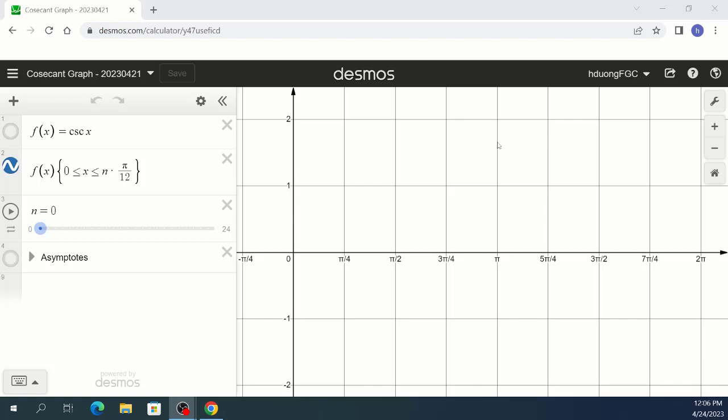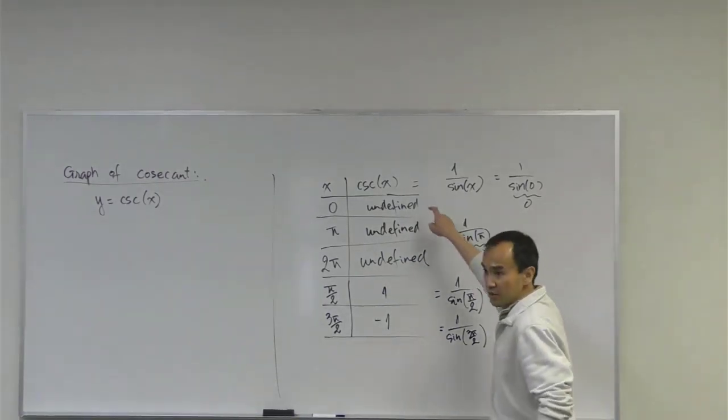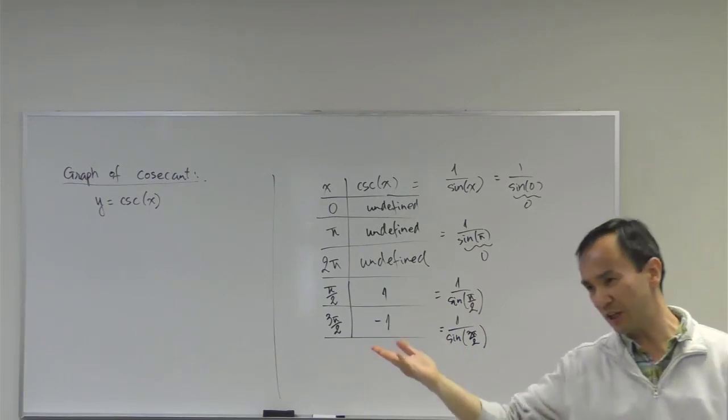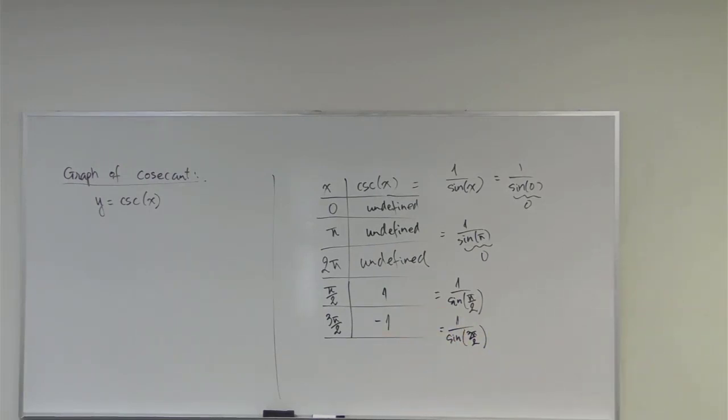At pi, we are expecting another vertical asymptote. And then at 2 pi, we are expecting another one just like that, because according to our table of values, we've got undefined right at these 3 values. And you have seen that work earlier when we were doing cotangent, tangent, and even secant earlier. Anytime that we have an undefined, we end up with a vertical asymptote.